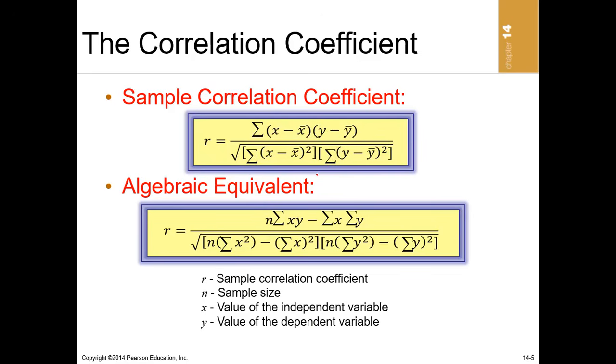But we could also put it in the normal form. The normal form of this is n sigma xy minus sigma x sigma y, all over the square root of n sigma x squared minus (sigma x) all squared, times n sigma y squared minus (sigma y) all squared. So that is an algebraic way of computing the correlation coefficient, which I believe is more objective than using the graph to determine.